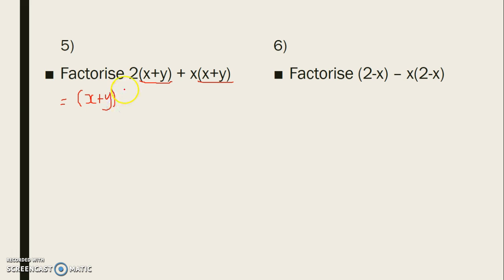Then you need to open up another pair of brackets, and inside these brackets it's going to be the numbers that are outside of these common binomials. So we're going to bring down the 2. We're also going to bring down the plus symbol, and we're going to bring down the last number on the outside. It's going to be 2 plus x. And that is it for example 5.